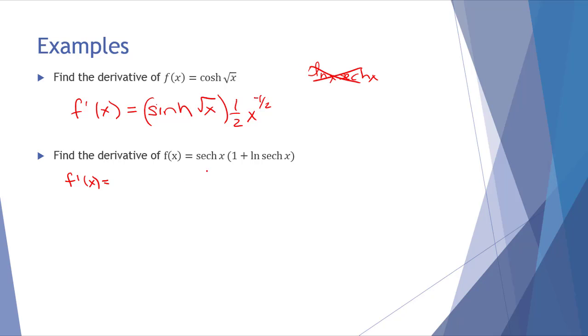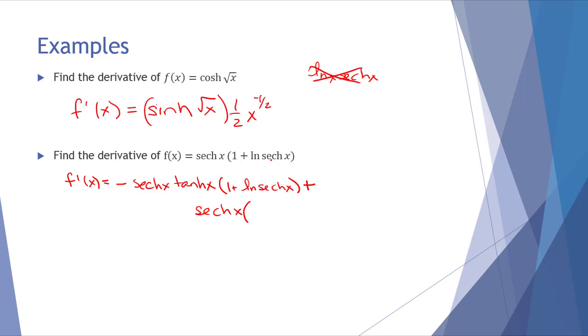So the derivative with respect to x, I'm going to take the derivative of hyperbolic secant of x first. And as we just discussed, that is negative hyperbolic secant x hyperbolic tangent x. I'm going to leave the second function as is, 1 plus the natural log of the hyperbolic secant of x. I'm then going to add to that, I'm going to drop down a line so I have enough room, this one's going to be long. I'm going to leave the hyperbolic secant of x alone, and then I'm going to take the derivative of 1 plus the natural log of hyperbolic secant of x. The derivative of 1 is easy, that's just 0.